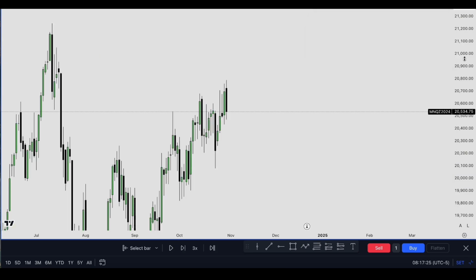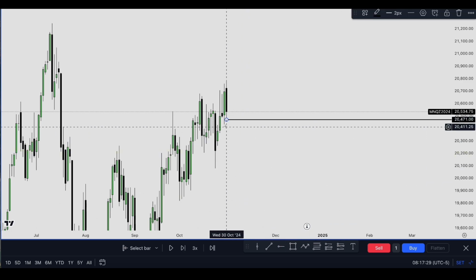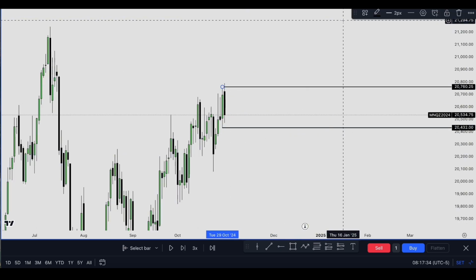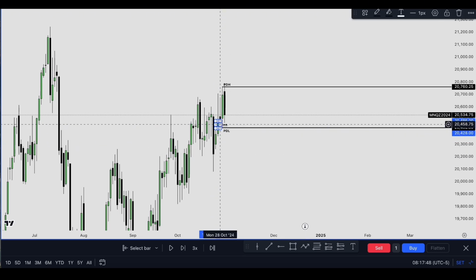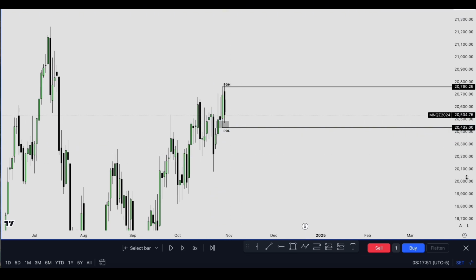Alright, so every single morning I like to start on daily time frame, and I like to mark out my previous daily low and my previous daily high. And I also like to look for PD arrays, any order blocks or fair value gaps on this time frame. Now, as you can see, we are in a daily bullish fair value gap. So this is mainly what I was framing my bias and trade off of.